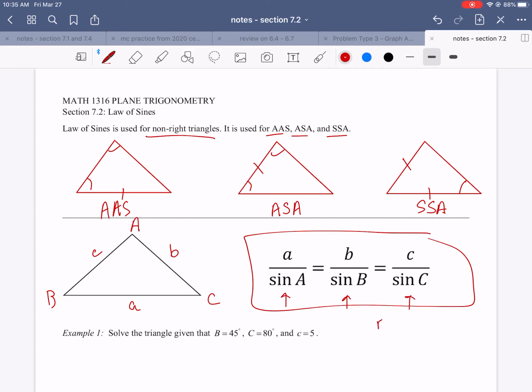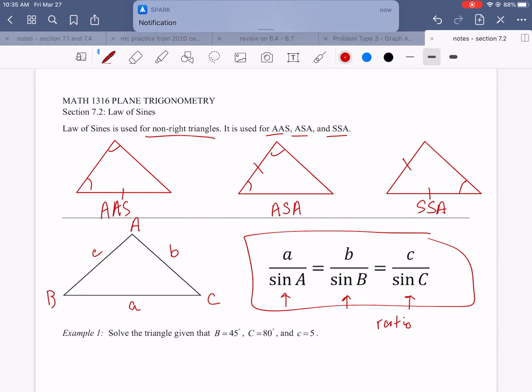Okay, so when you hear me say the word ratio, the B ratio, the A ratio, what I'm talking about is a over sine A. That would be the A ratio. Or c over sine C. That would be the C ratio, etc.